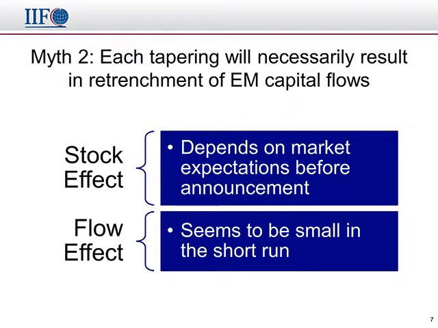Let me now address the second myth, which is that each tapering will necessarily result in a retrenchment of EM capital flows. According to the literature, asset purchases affect portfolio allocations in two main ways. There is a stock effect and a flow effect. The stock effect refers to the total expected stock of asset purchases. When investors adjust their expectations for the total stock of asset purchases, they shift their portfolio allocations.